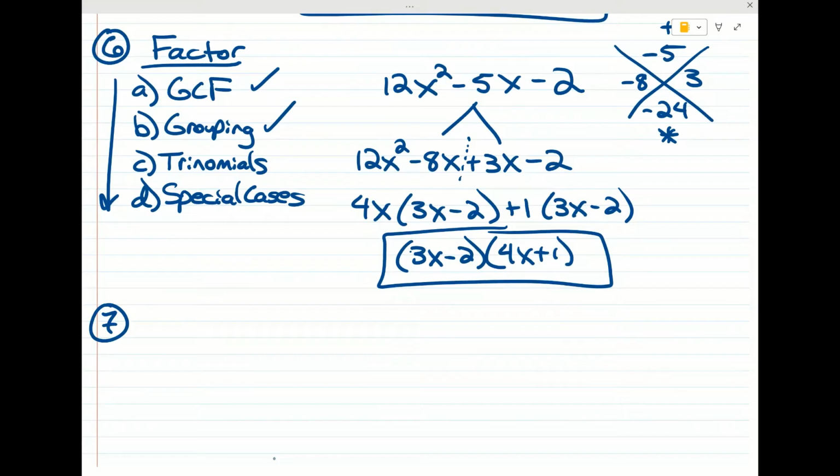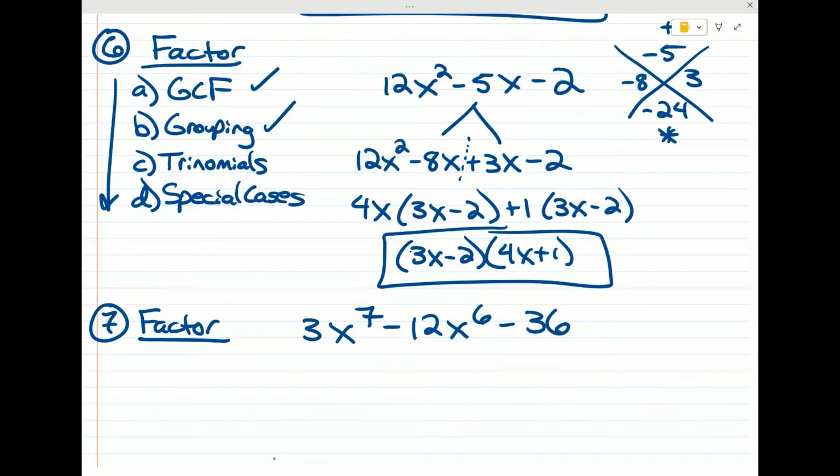Problem number 7 is a little bit of a more complicated factoring problem. It just asks you to factor completely. And this problem looks like this. 3x to the 7th minus 12x to the 6th minus 36x to the 5th.